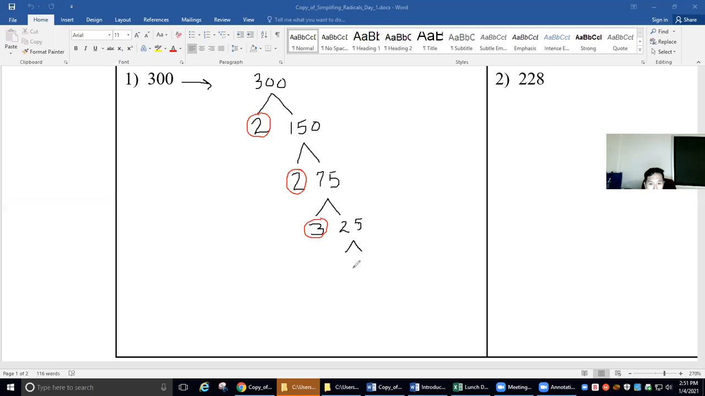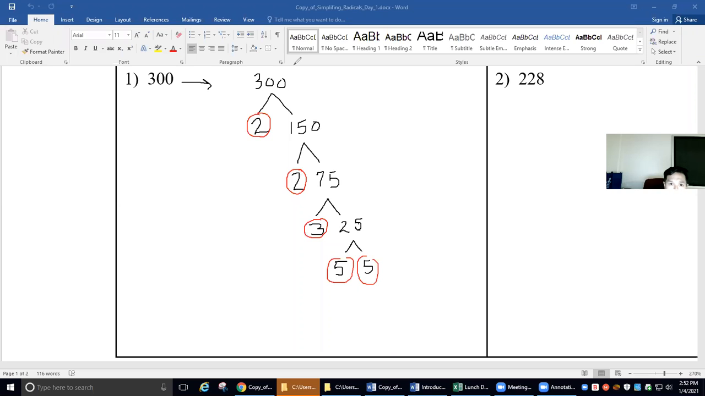25 can be broken up into what two numbers? 12.5 and 2. Well, I can't have decimals. I want whole numbers. 5 times what gives me 25? 5. That's right. And these two numbers happen to be prime numbers as well. Exactly. So now we circle all these prime numbers.